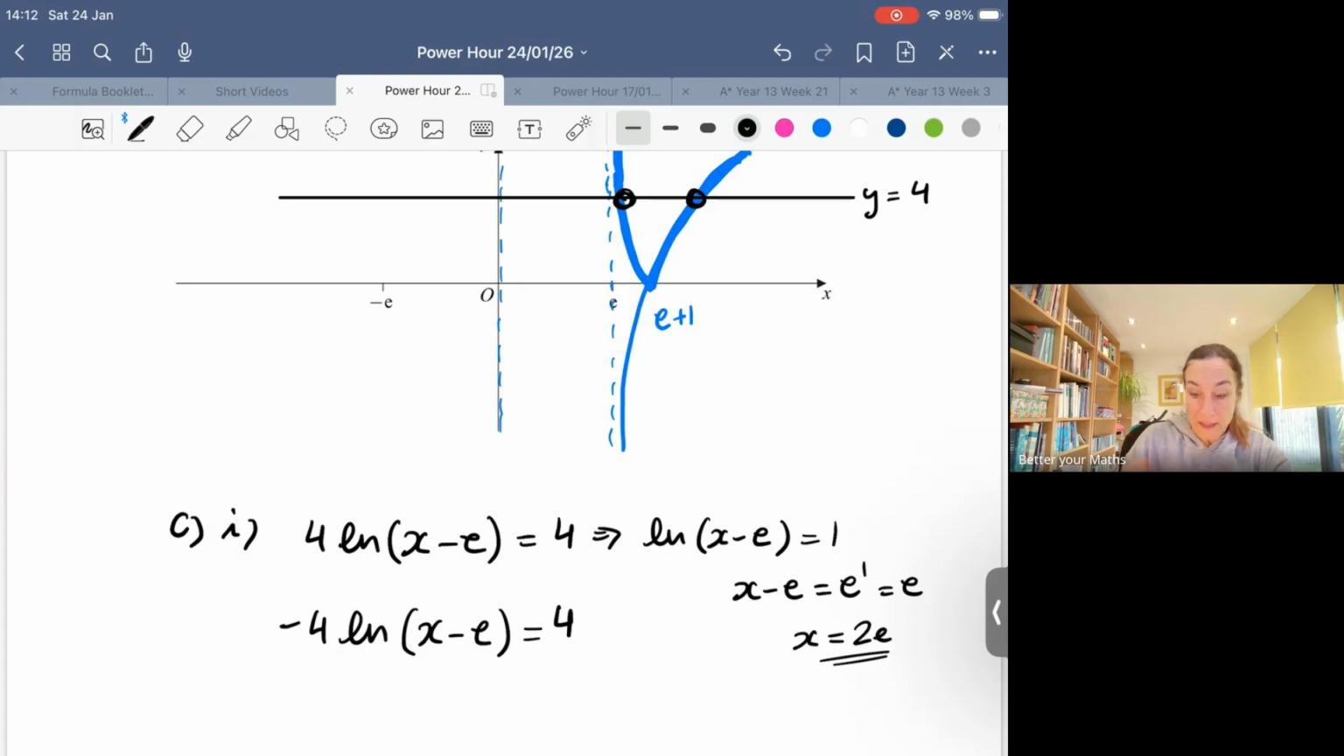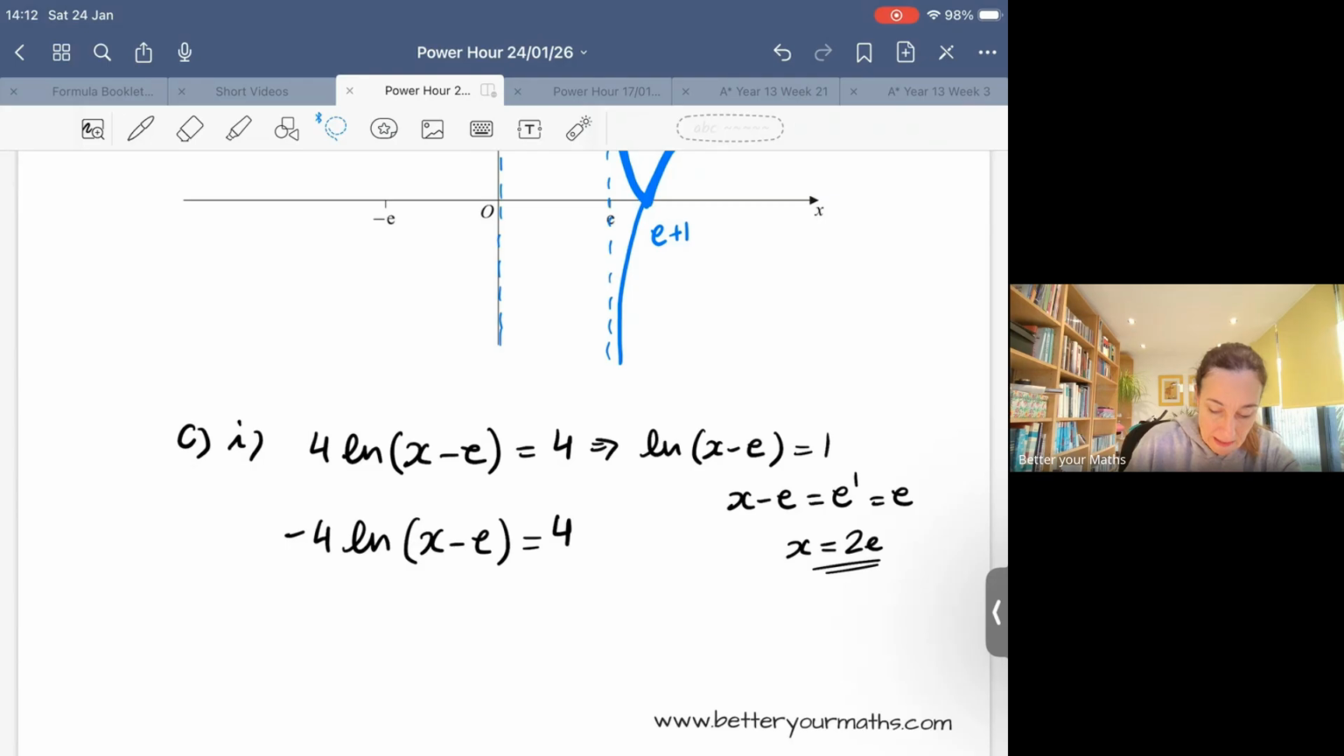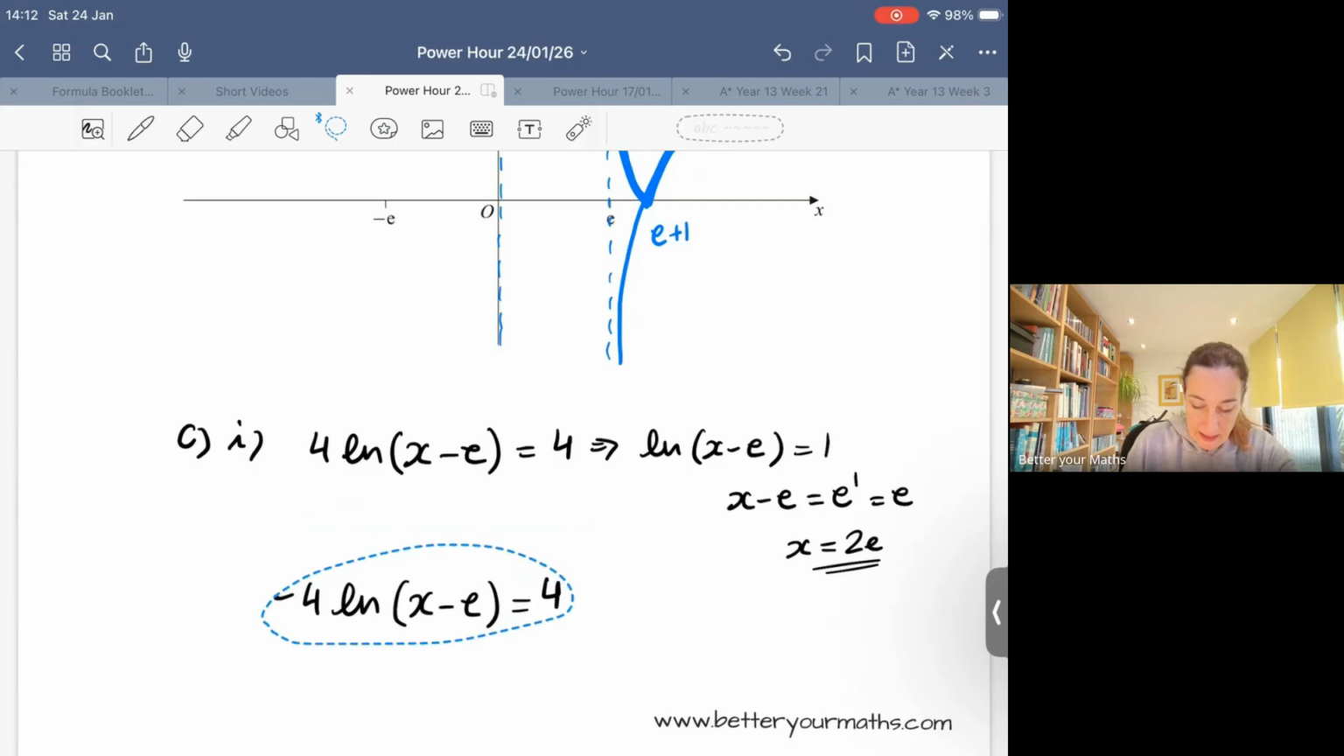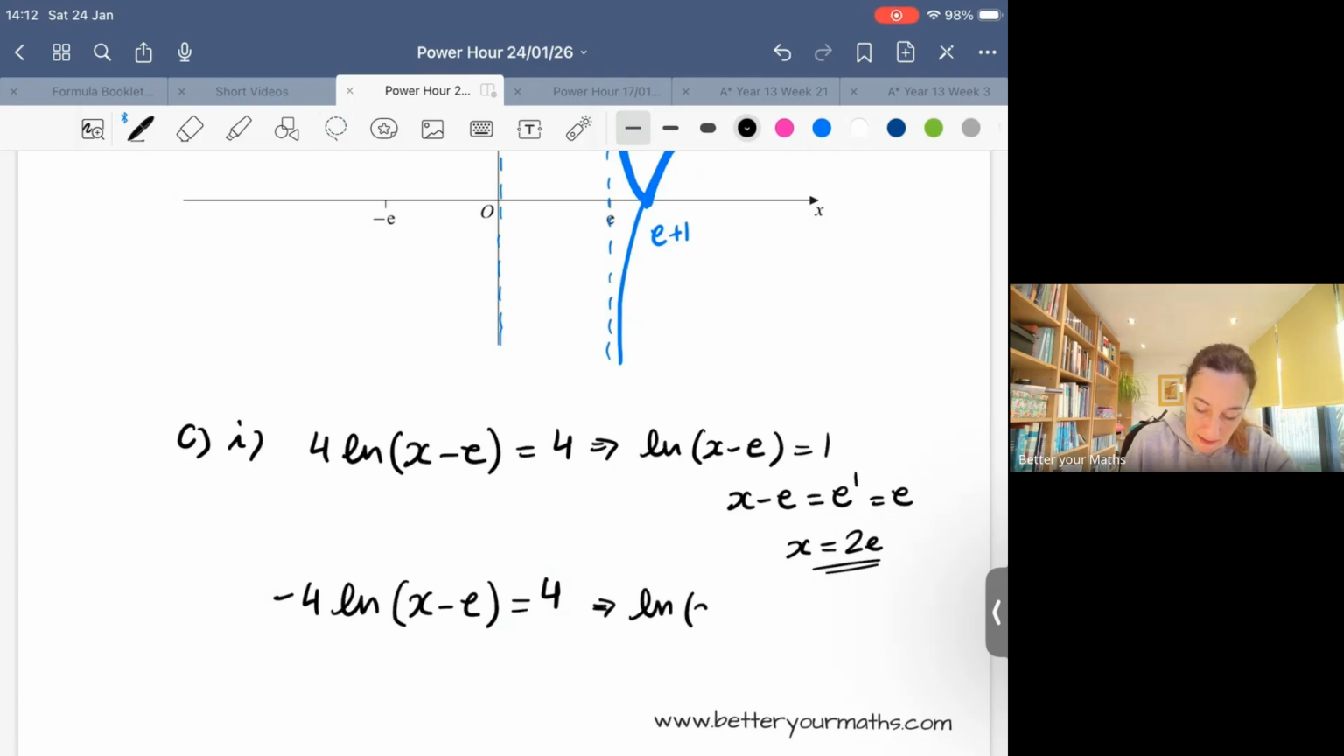Now, what do we do? The same with the negative part. In the same way, we will have ln(x minus e) equals minus 1 when we divide 4 by minus 4. If we take exponentials, we will have x minus e is e to the minus 1.